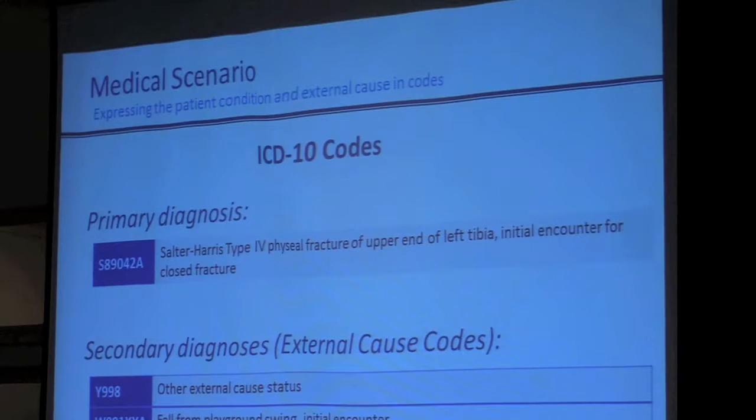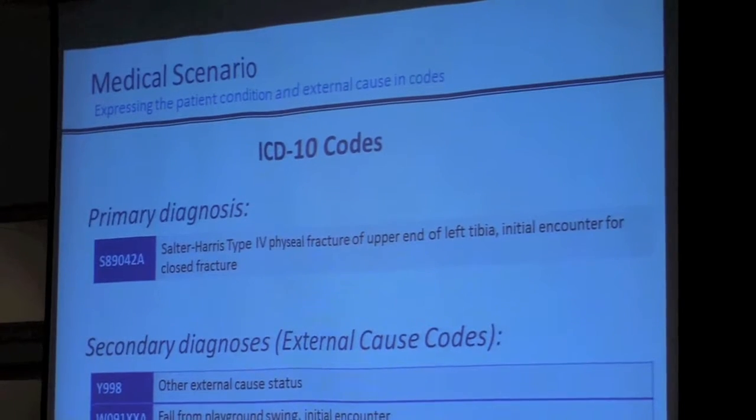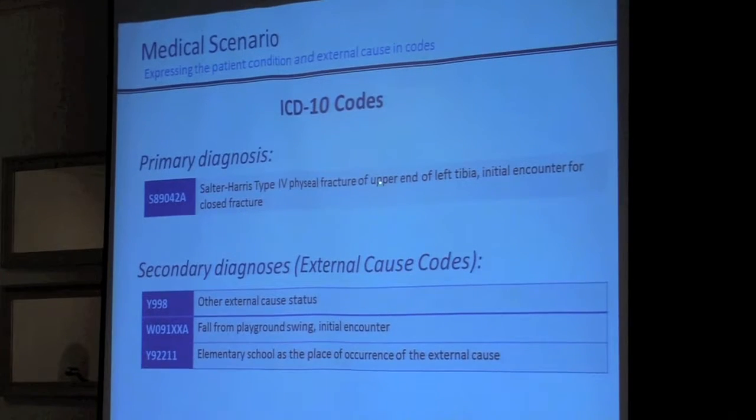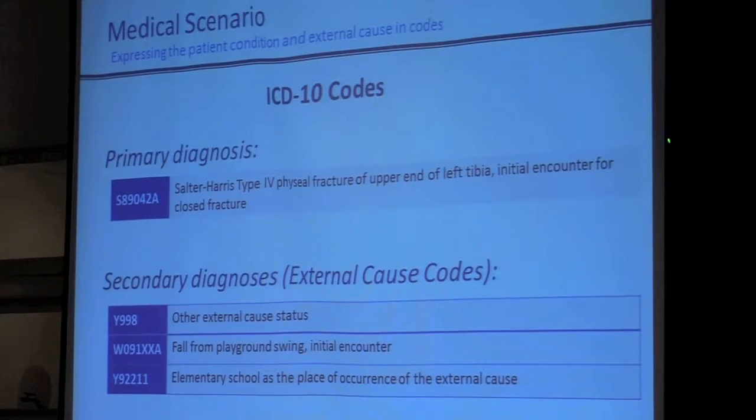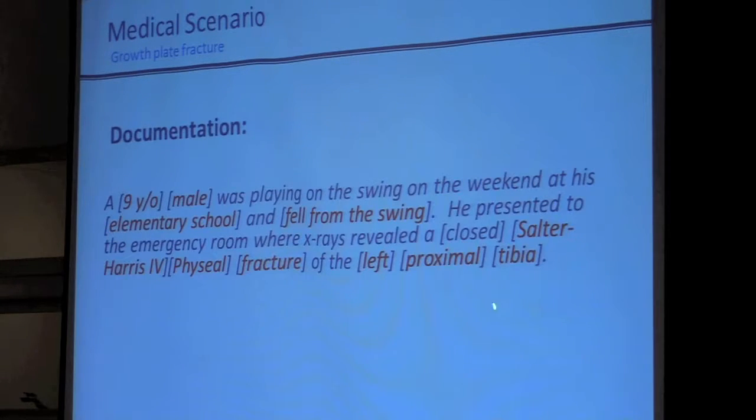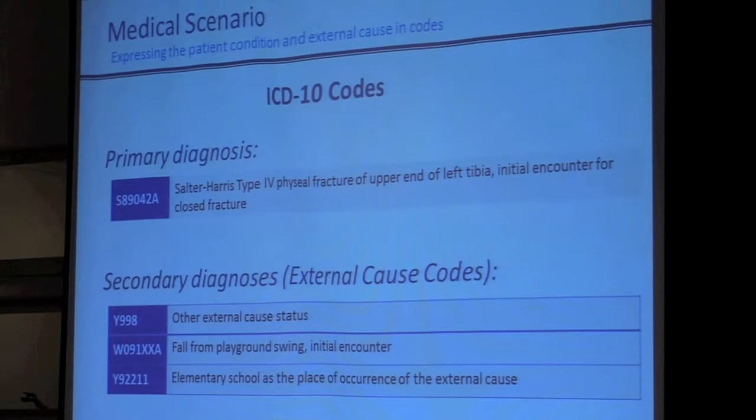So based off of that, here's my primary diagnosis: Salter-Harris type 4 physeal fracture, upper end, left tibia, initial encounter for closed fracture. Now you notice that I said proximal. Upper end is the same thing as proximal, but if you look for the word proximal, you're not going to find it, depending on the tool. It should say, oh, you mean upper end, but most of them don't do that.